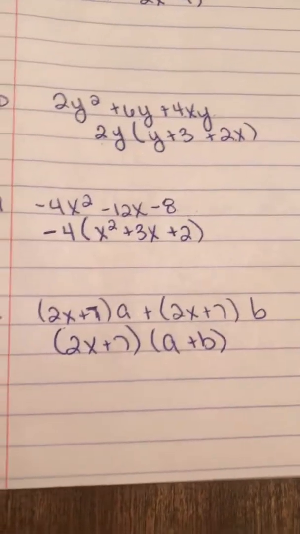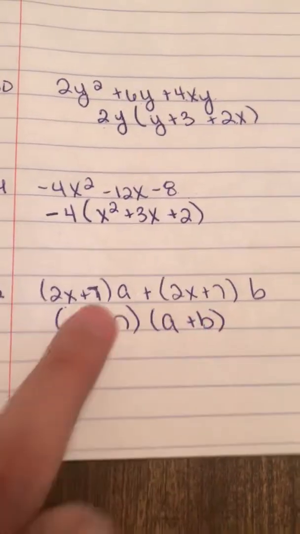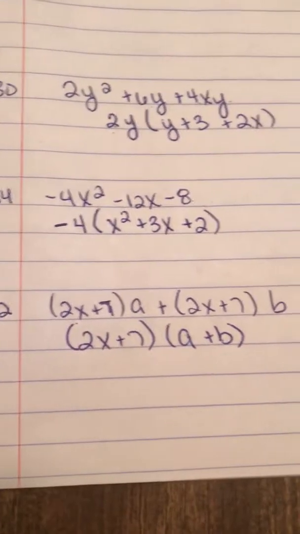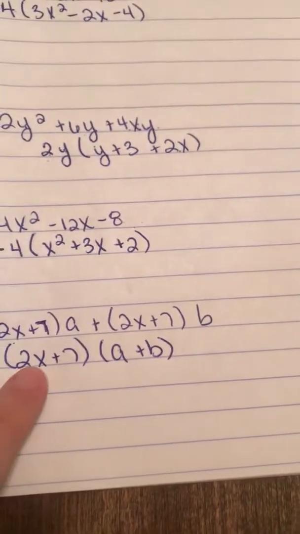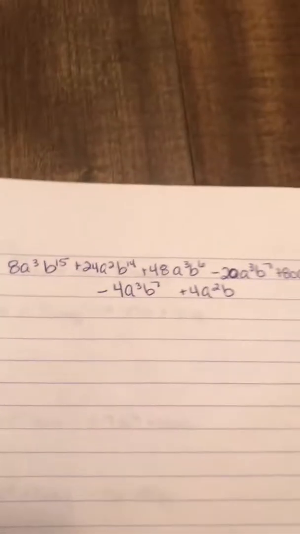It looks kind of funny to do that, but you do it the exact same way. If it was just an x a plus x b, it would be x times a plus b. So same exact thing. If you distribute this back, you have 2x plus 7 times a and 2x plus 7 times b. And then for your last one here, this one's super long.